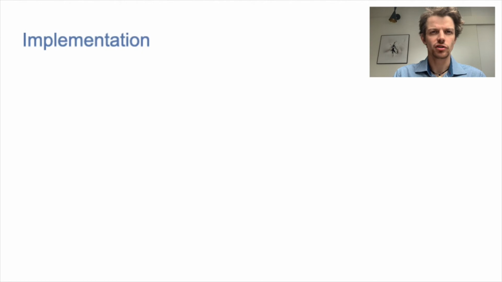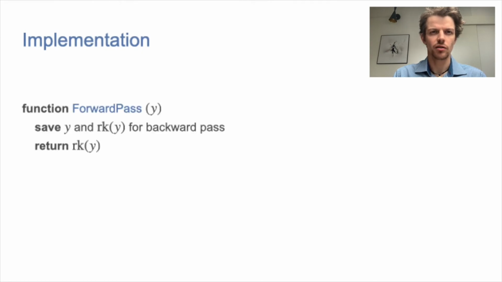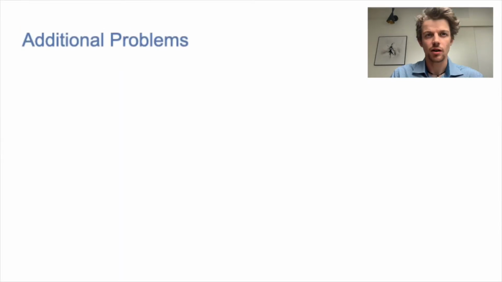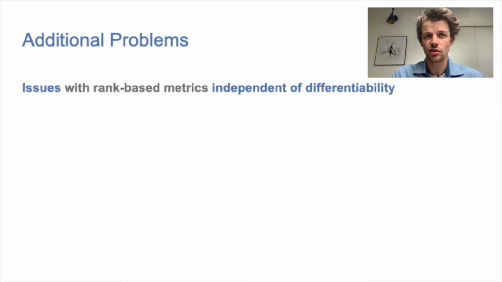The implementation is extremely simple. On the forward pass, we just compute the rank and store the data. The backward pass only needs one more rank calculation of modified input scores. So, if differentiation is resolved, can we just take a rank-based metric as a loss? Unfortunately, no. There are several other obstacles to tackle.